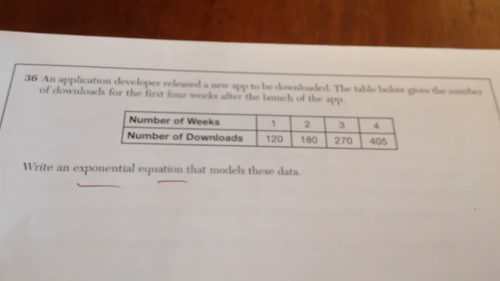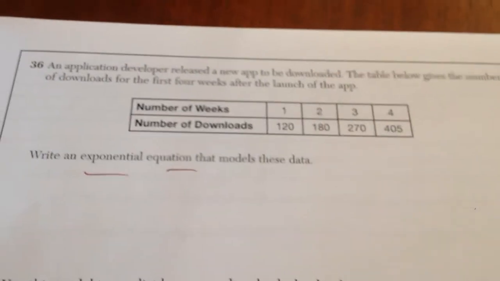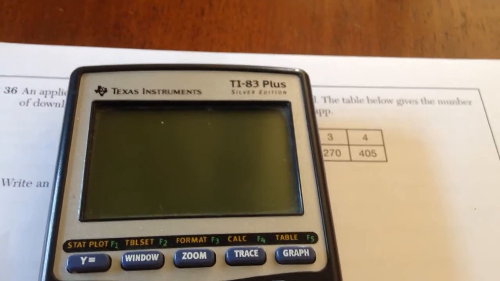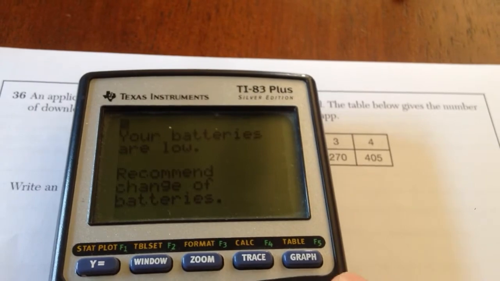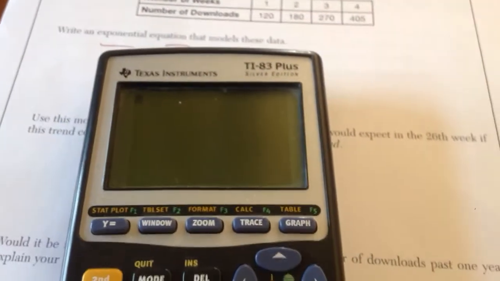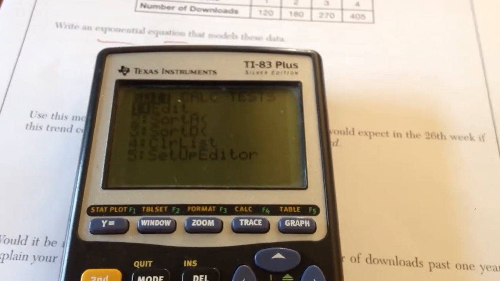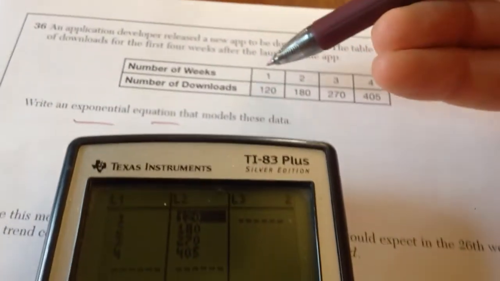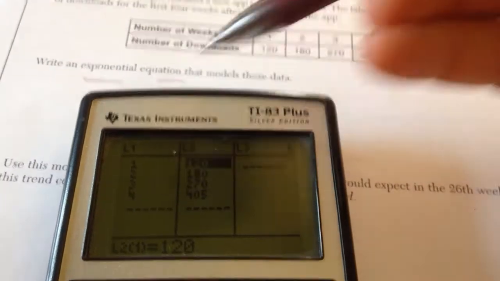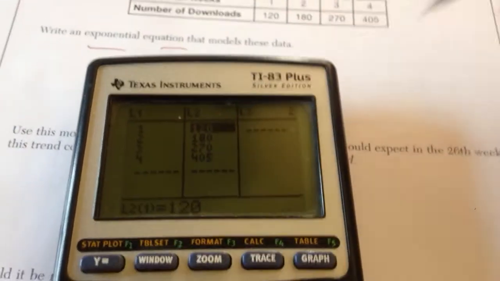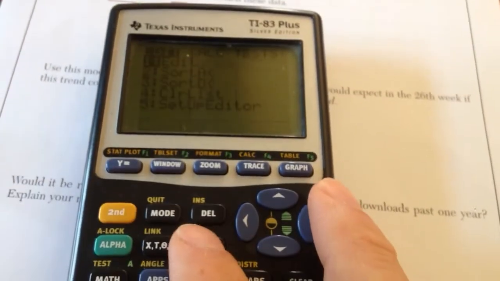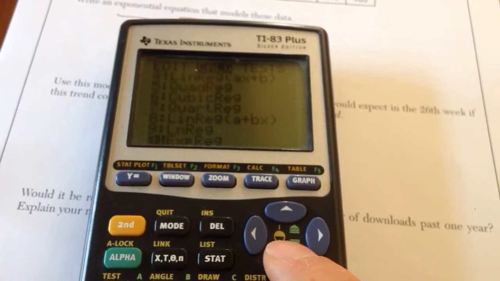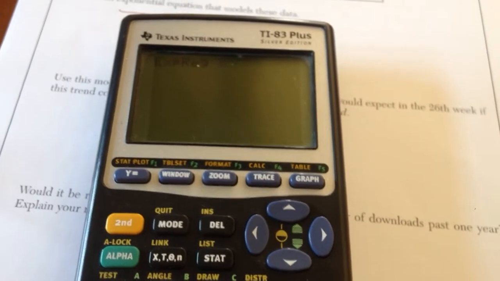For number 36, they want you to write an exponential equation. What you're going to do is go to stat on your calculator. We're going to go to our list by hitting enter on edit. I've entered all of my information, number of weeks, into my L1 and all my number of downloads into my L2. Then we're going to go to stat, scroll over to calculate, down to exponential regression, hit enter.